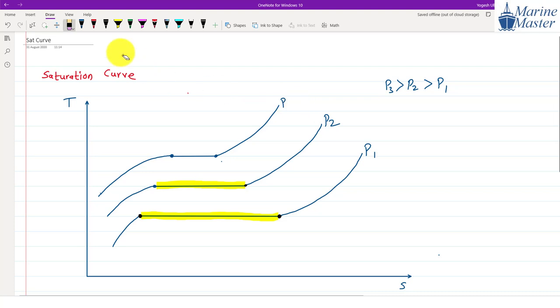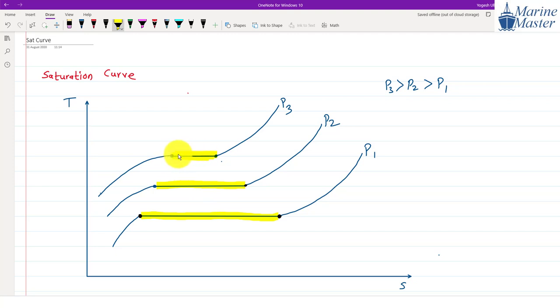P3 pressure, not P2 pressure, my mistake. So this is P3. Once we increase the pressure, what will happen? This wet vapor region is reducing. Means at low pressure, it has a higher width. Again, it reduces at P2 pressure, and P3 is higher than this one, so this region is smaller.